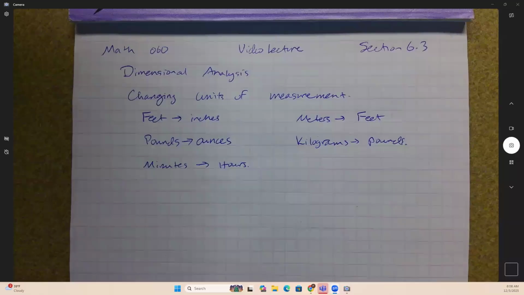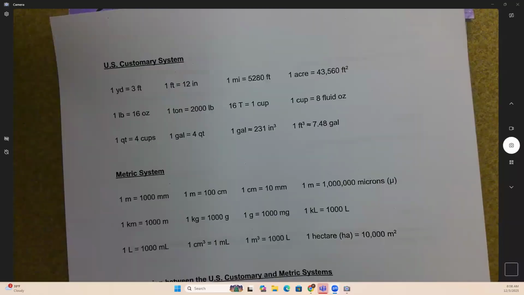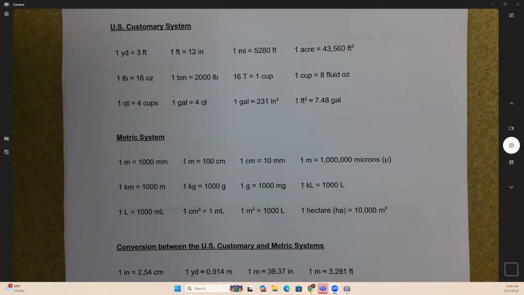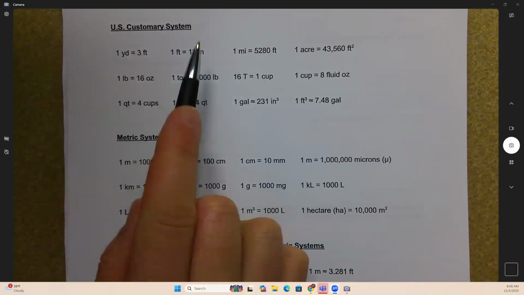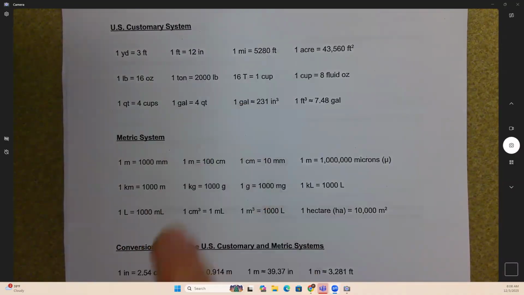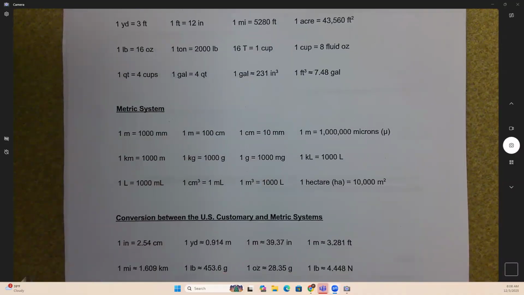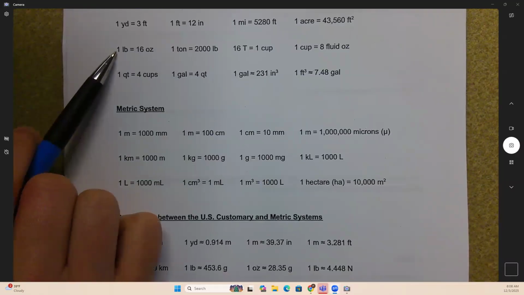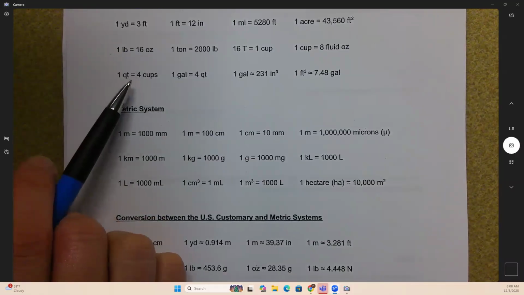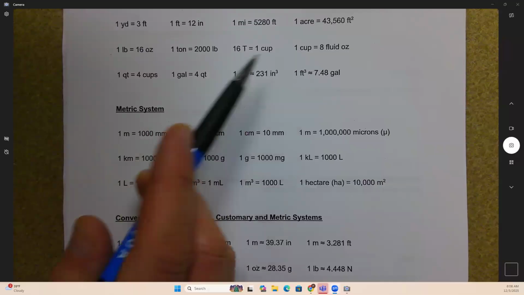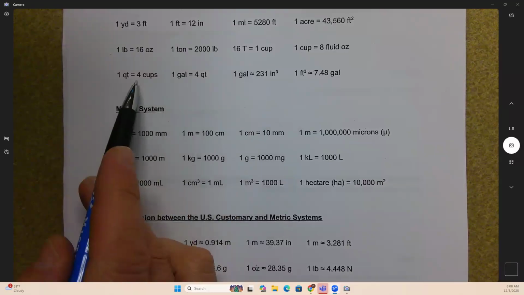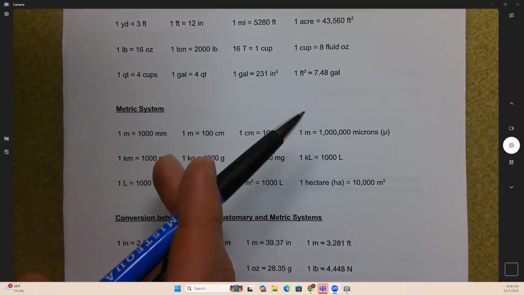The worksheet for this week on the very back page has those unit conversions. 1 yard is 3 feet, 1 foot is 12 inches, 1 mile is 5,280 feet, etc. That's distances. Here's weights. 1 pound is 16 ounces, etc. And volumes. 1 quart. These are all volumes here. I don't know what capital T, that must be tablespoons. 1 quart is 4 cups, 1 gallon is 4 quarts, etc.